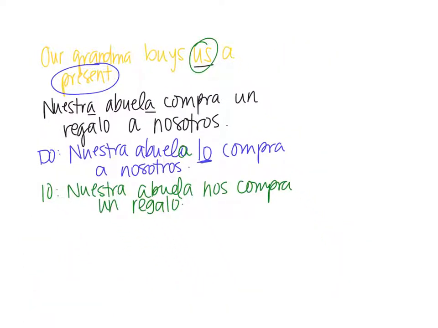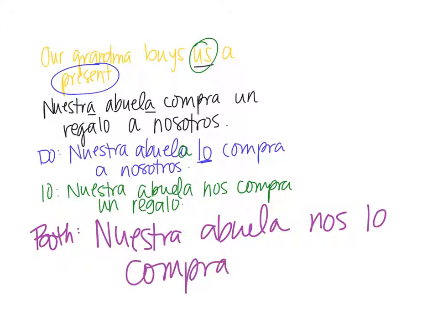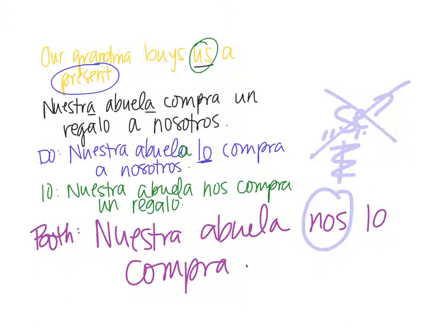But if I want to do both, it would be like this. Nuestra abuela, and then the indirect object comes first, so nos, then the direct object, lo compra. Okay? Now, do I need to convert this to se? No, I don't, because it doesn't begin with an L. Only when it begins with an L do I convert it to se. So I can leave it like that. So the final sentence is, Nuestra abuela nos lo compra.